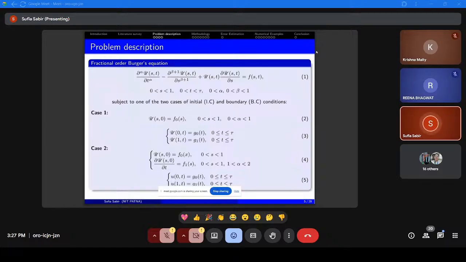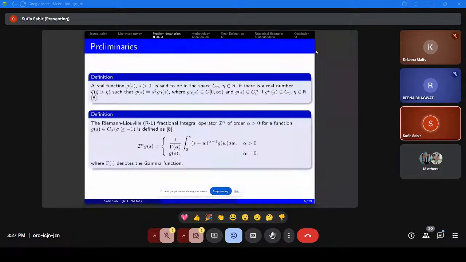So we have considered the following fractional order Burger equation defined by equation 1, subjected to two cases of initial and boundary conditions. When alpha lies between 0 and 1, we have considered the initial and boundary condition of case 1, and when alpha lies between 1 and 2, we have considered the initial condition and boundary condition of case 2.